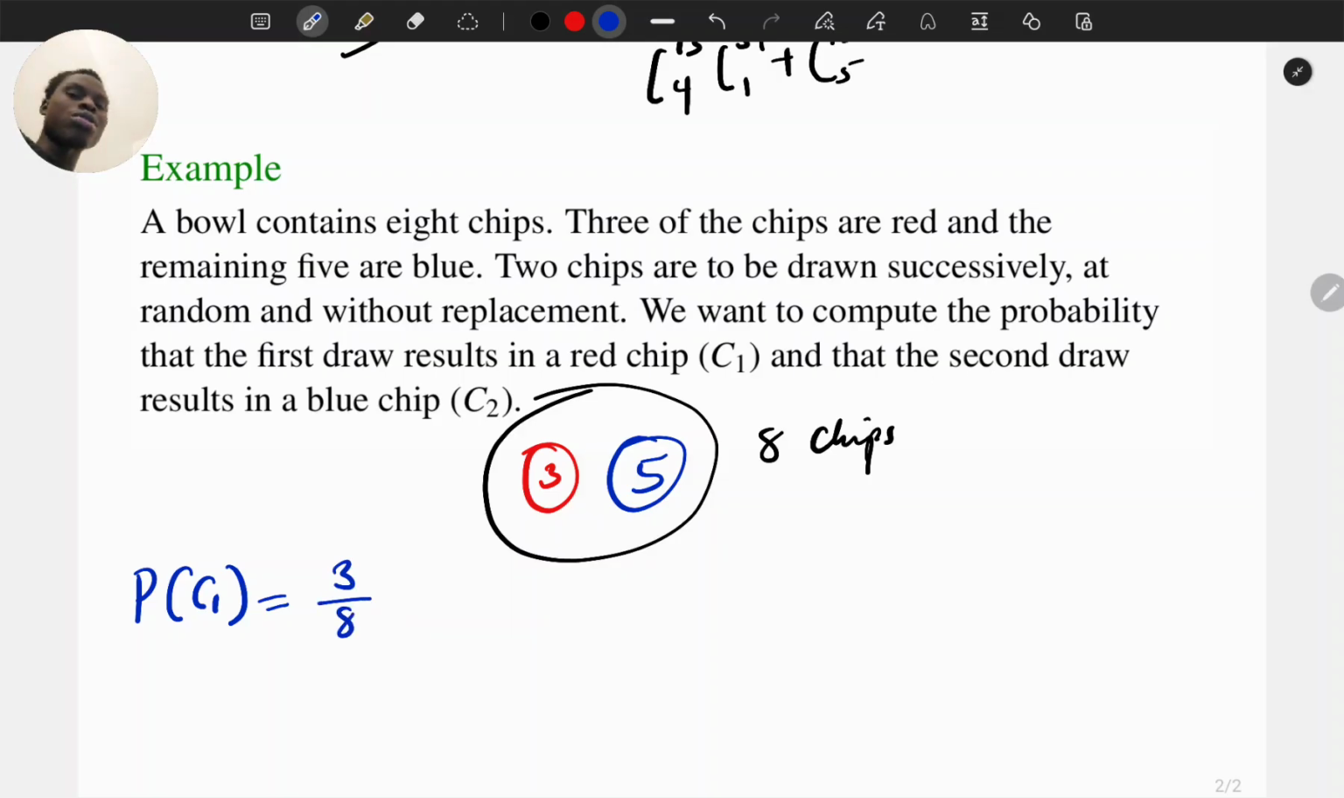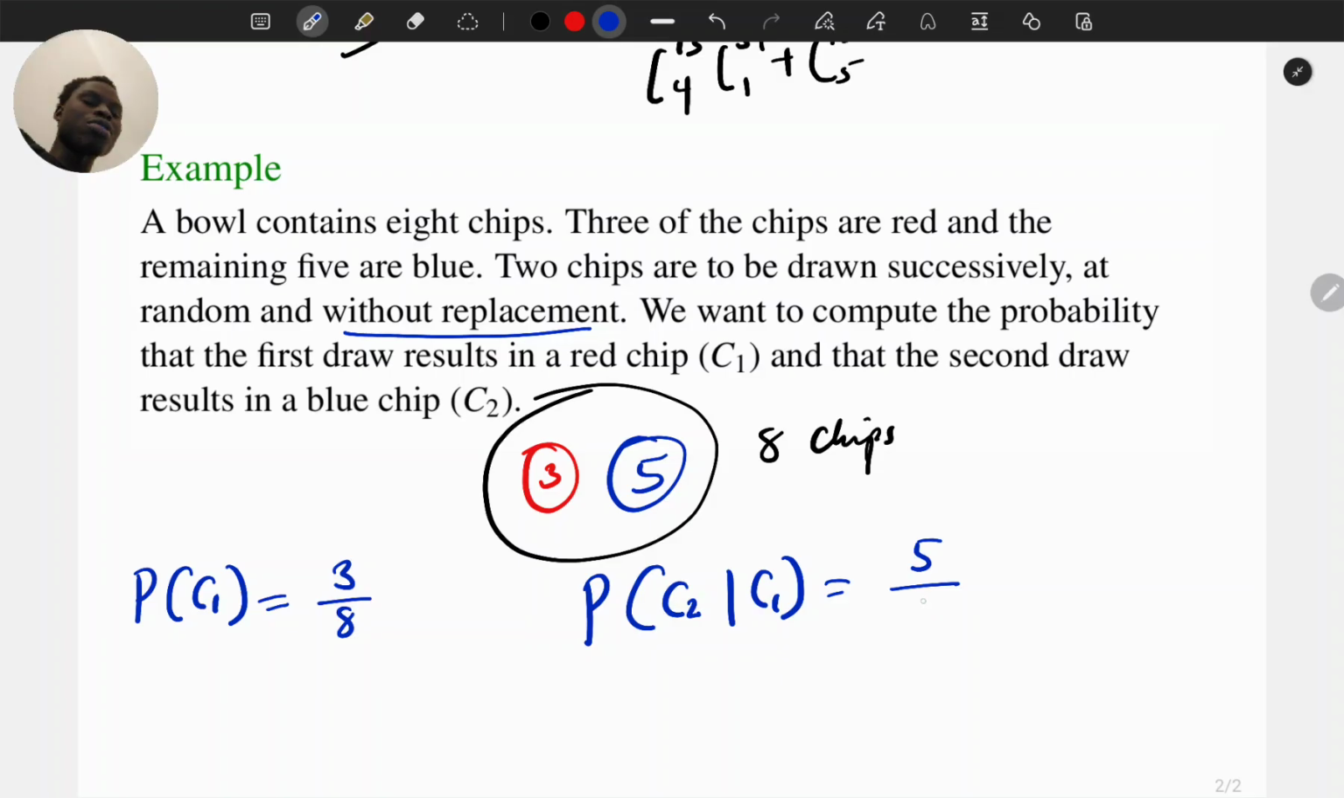And that the second draw results in a blue ship. Don't forget, we are drawing successively without replacement. So for the second draw, the probability of C2 given that we have already drawn C1, the remaining ships left will be 7. Then out of those 7, we want to draw a blue. We have 5 blue, and we now have 7 ships left, and that gives us the desired result. So you can also compute it by going through the definition given above.